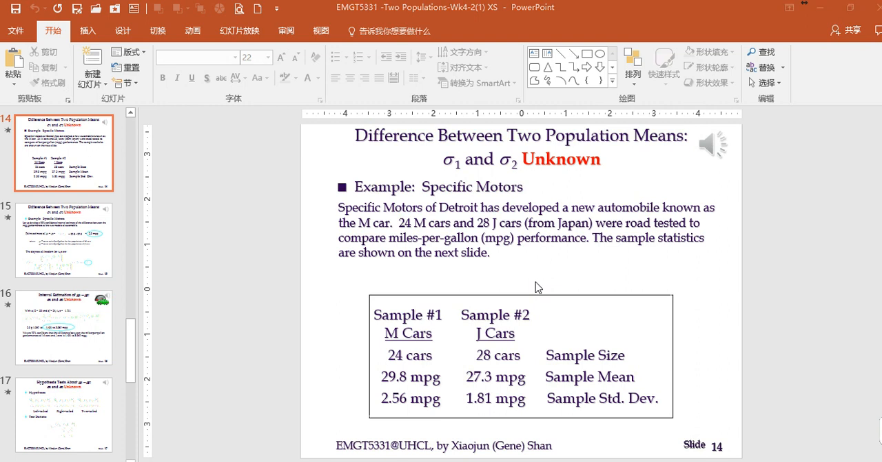Okay, so this is a short video recorded by Dr. Shan to show you how to conduct hypothesis tests when there are two populations involved, and also ANOVA.